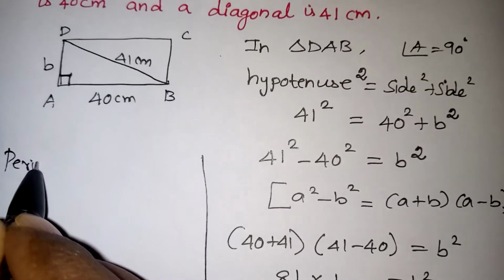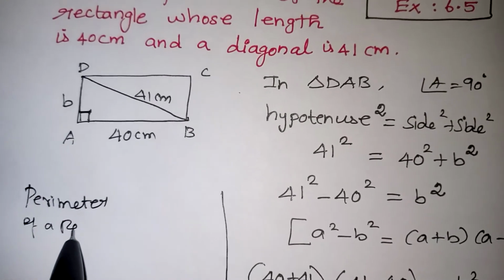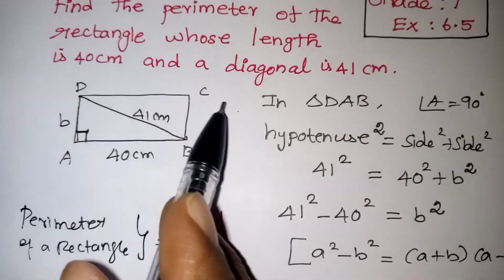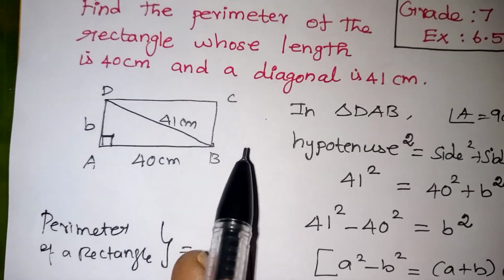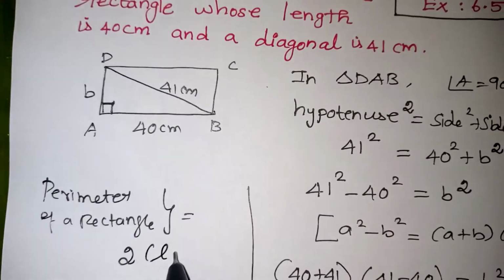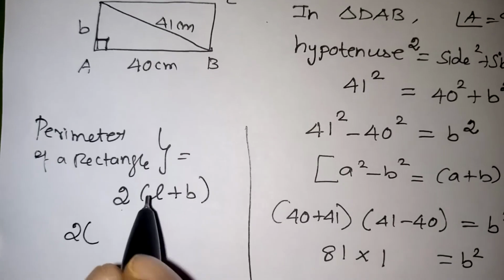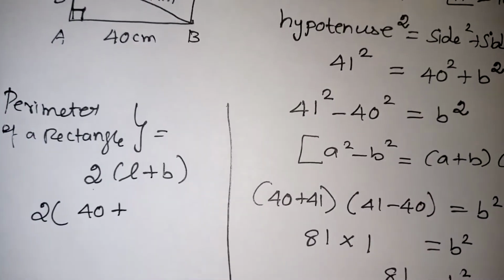So perimeter of rectangle, the perimeter formula. Children, perimeter is nothing but the sum of all the sides. Length, breadth. That will be 2 times length and 2 times breadth added, or else we can apply the direct formula 2 into (l plus b). 2 into (l plus b). So 2 you keep as it is. Length is already given as 40 plus b value we have found, that is 9.